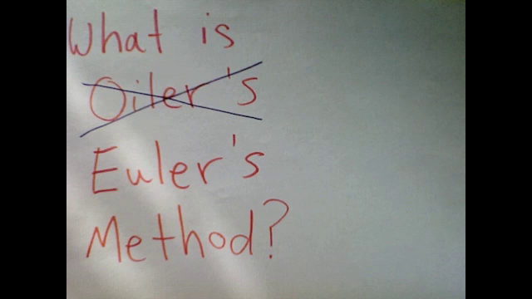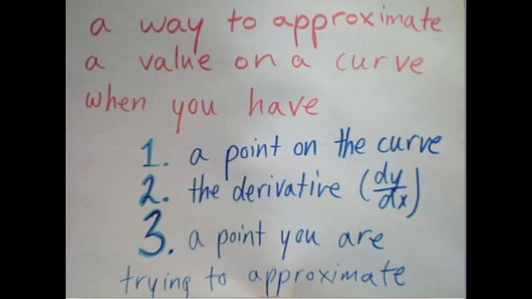What is Euler's method? Euler's method is a way to approximate a value on a curve when you have a point on the curve, the derivative dy/dx, and a point that you are trying to approximate.